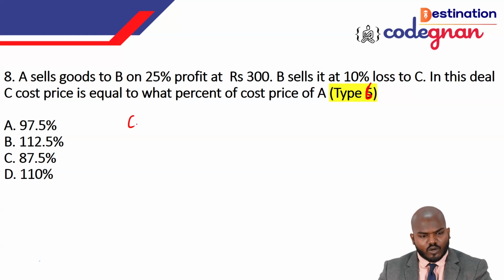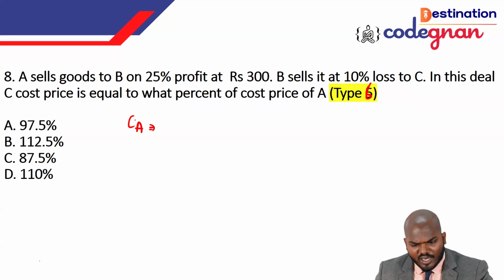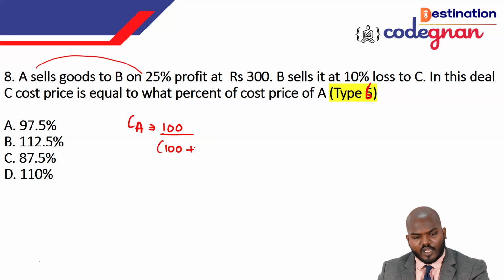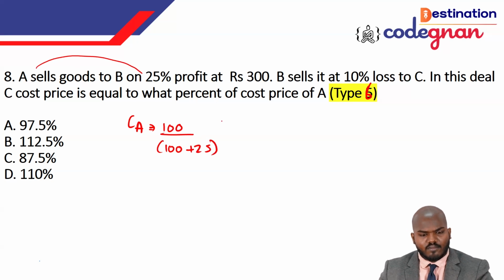So now I want to find the cost price of A using the formula. Do you have anything with respect to this? We have the formula 100 by 100 plus profit for A to B. Okay, you see this one. If A is selling to B, he is getting a profit of 25%, so plus 25, times SP. If you take this, it will give you the value: 300 times 100 by 125.